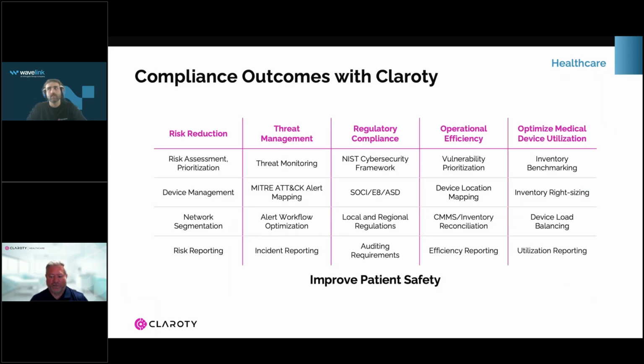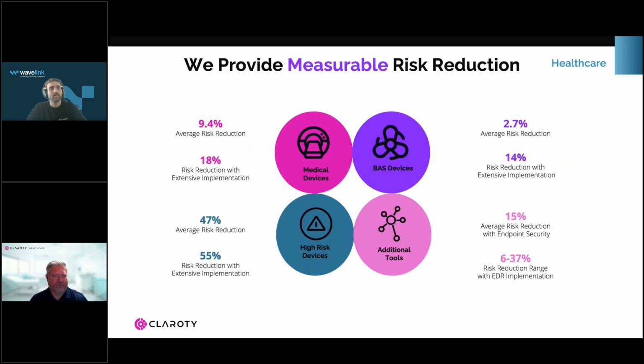So from an outcome standpoint, there's 5 key outcomes that we have from a Clarity standpoint when it comes to healthcare compliance. It's all about risk reduction, threat management, regulatory compliance, operational efficiency, and optimizing medical device utilization in a better way, with the ultimate goal of improving patient safety. And all of these things here are measurable. So you can have, obviously, measurable risk reduction through the tool set, through the reports we give you.